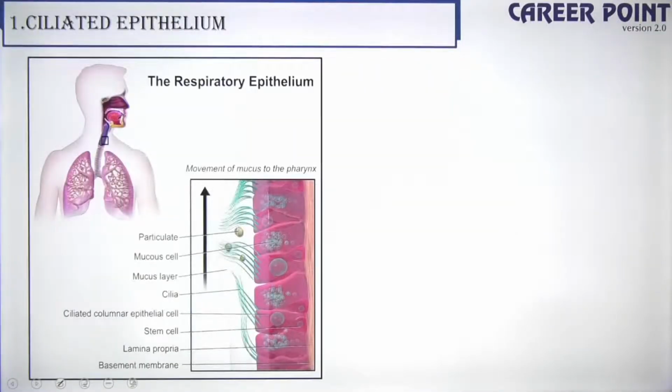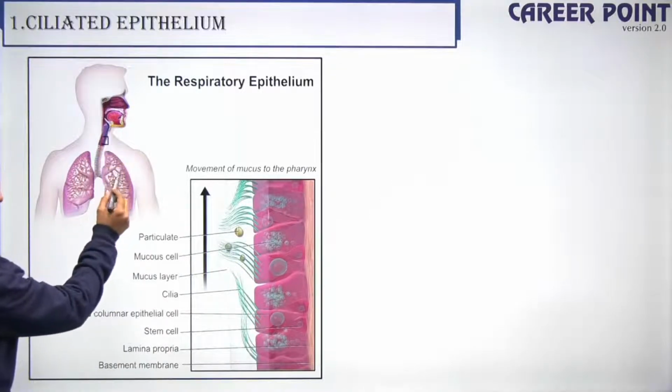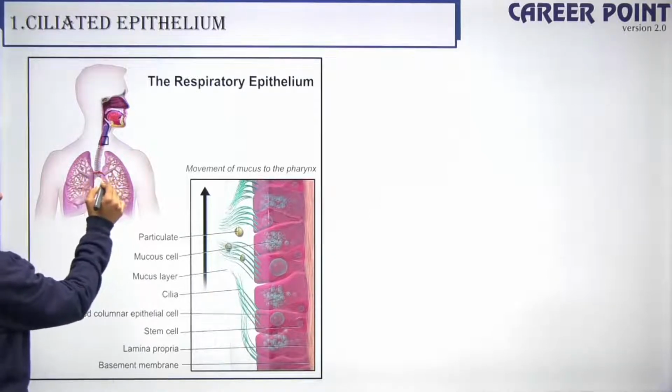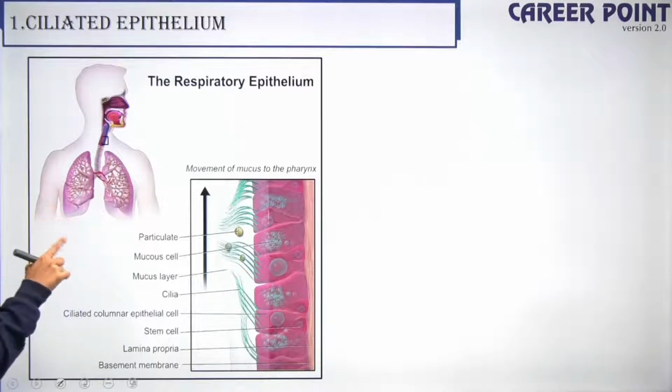So this is your bronchioles. This is your respiratory passage. Till this it is trachea. This is your primary bronchus. Then the further divisions are your secondary bronchus, and further it divides into bronchioles.